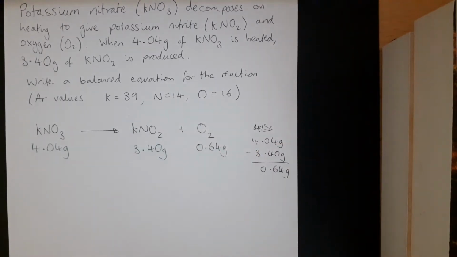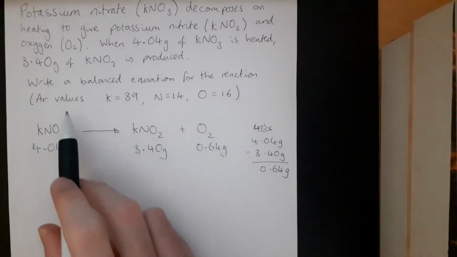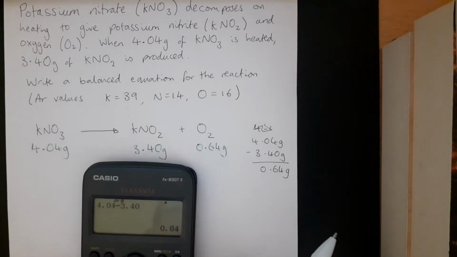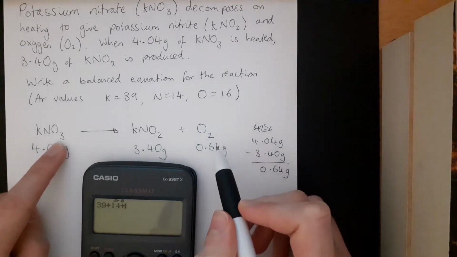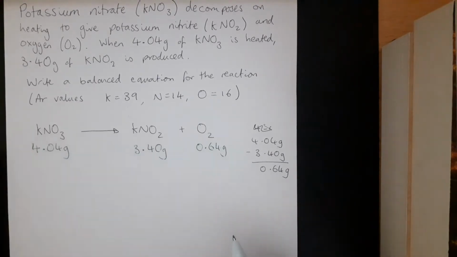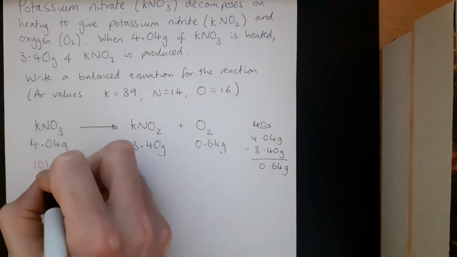Okay, so now we've got the mass of every chemical. What I now want to do is work out the relative formula mass of each of these. To work out the potassium nitrate, we're going to add up all the atomic masses that are in it. So potassium is 39, plus nitrogen, which is 14, plus oxygen is 16, but I need to times that by 3. So plus 16 times 3. And that comes out to 101. So this is 101 grams per mole.